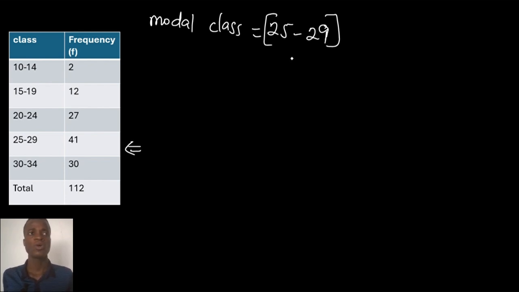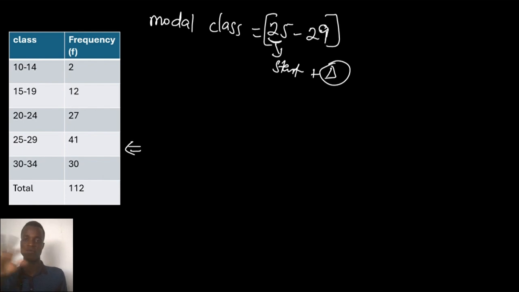So we are going to do some modifications. The modal class is definitely going to start with 25. We are going to start with 25 and move towards 29, adding something to it, because the mode is falling within this range. We are going to add something to this starting value to fetch the item that falls within this range.